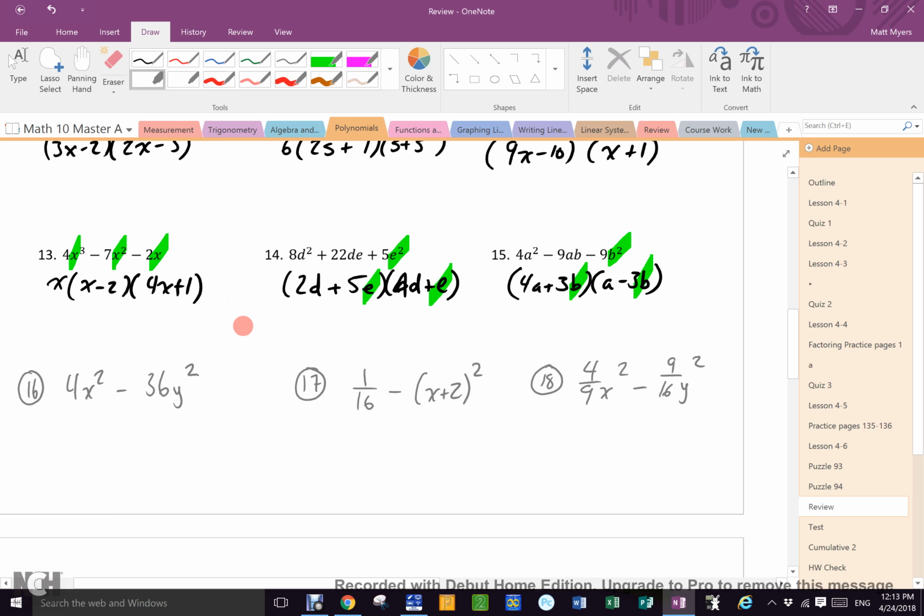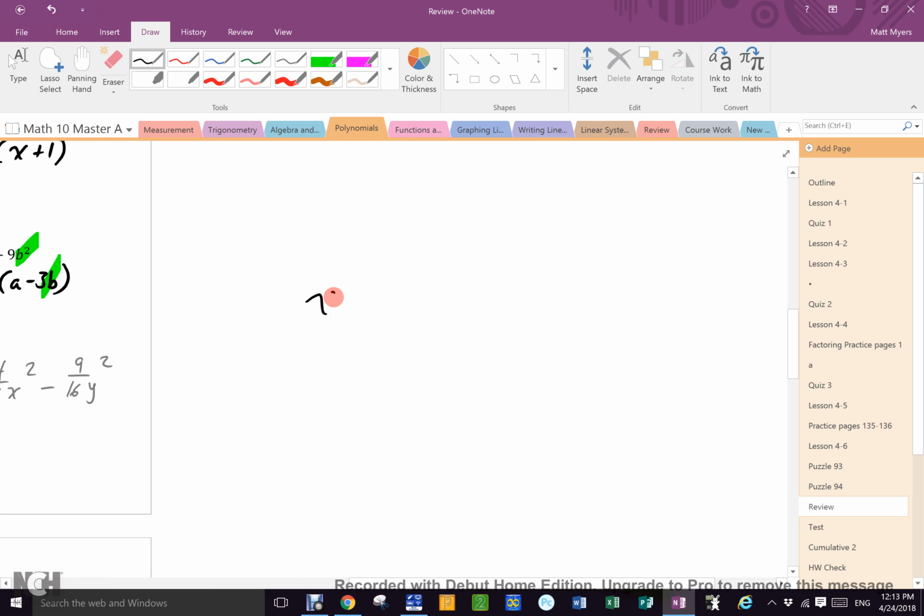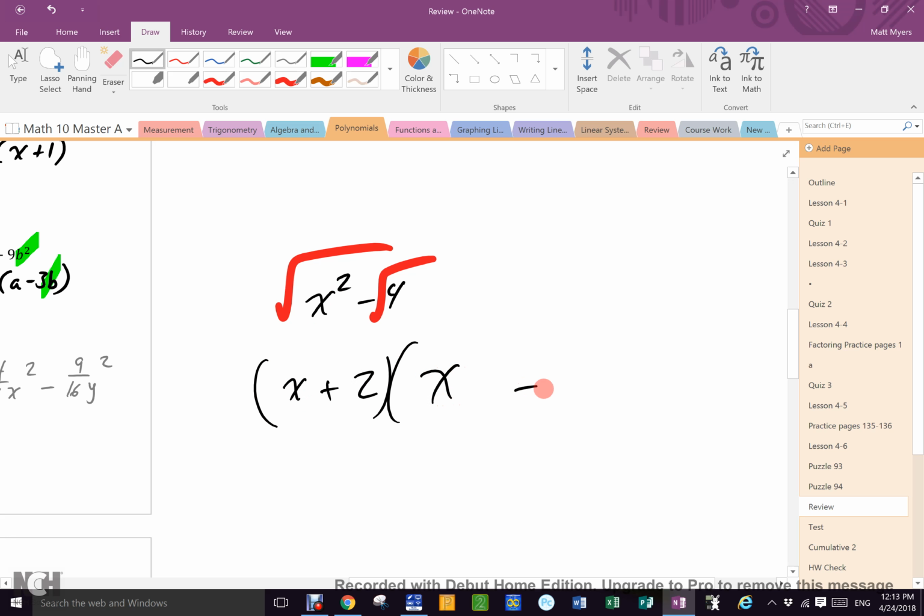Remember, if you have a difference of squares, and I'll remind you of it right over here, x squared minus 4, that is the square root of that one and the square root of that one. Plus, minus. Square root of x squared is x, square root of 4 is 2. Square root of x squared is x, square root of 4 is 2. Done.